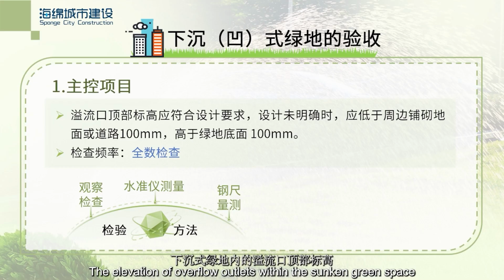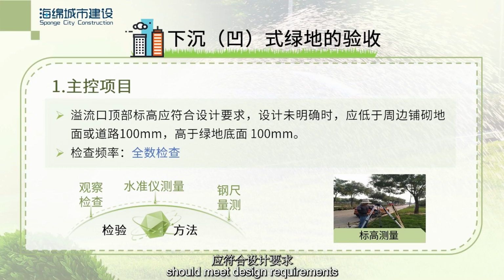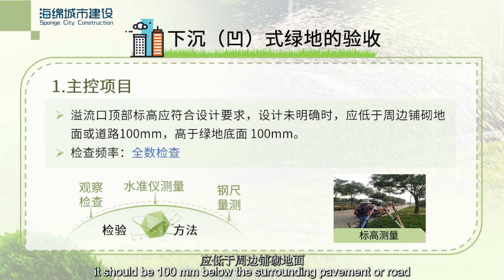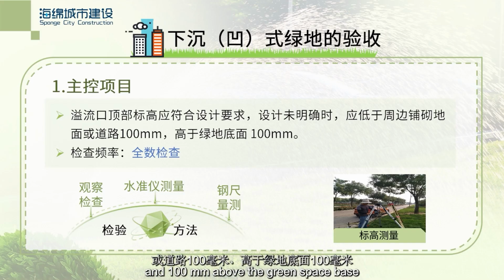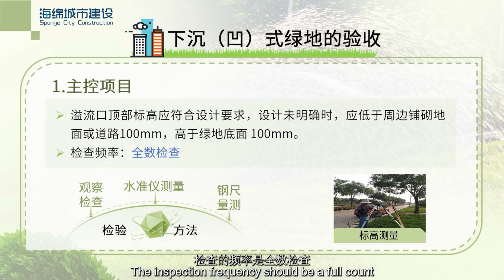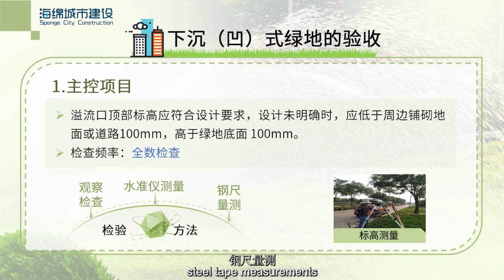The elevation of overflow outlets within the sunken green space should meet design requirements. If not specified, it should be 100 millimeters below the surrounding pavement or road, and 100 millimeters above the green space base. The inspection frequency should be a full count. Inspection methods include visual checks, steel tape measurements, or leveling instrument measurements.